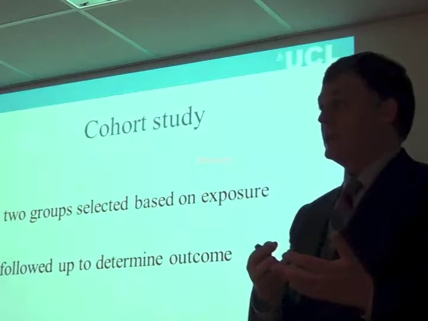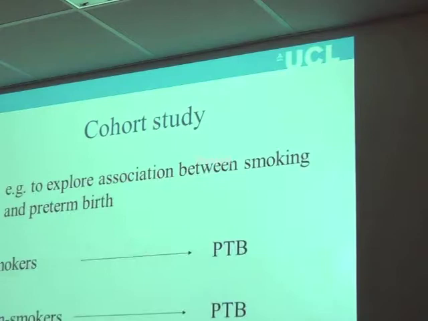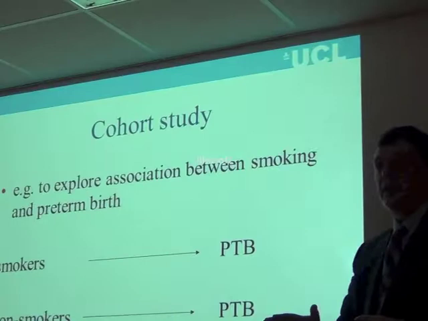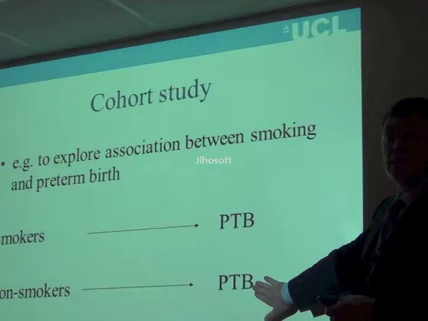So cohorts are based on exposure, followed through to outcomes. It's a straightforward temporal relationship. So if you want to explore the association between smoking and preterm birth, you take a group of smokers and non-smokers and follow them up and find out what proportion in each group have a preterm birth. Simple.